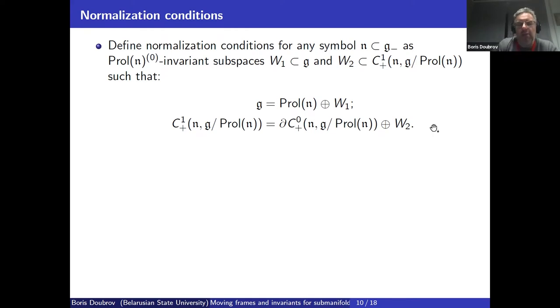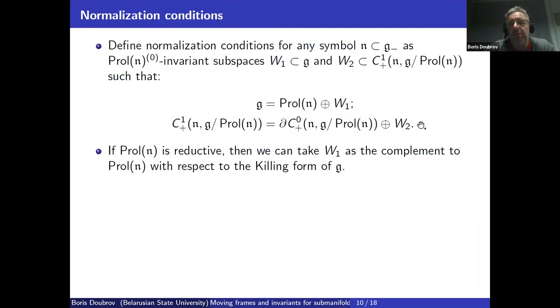And again, a big question is whether such subspaces exist or not. In the applications I will be presenting today, in particular, I will be interested in the case when the prolongation of N is reductive itself. If prolongation of N is reductive, then we can prove that such W1 and W2 always exist. And just an idea of why such cases are important and interesting: a very typical case is exactly hypersurfaces in P^m.